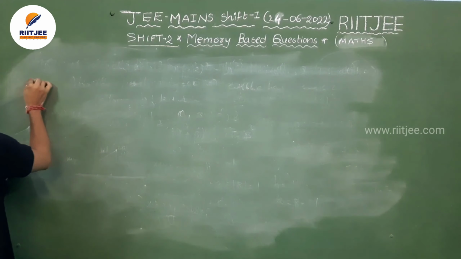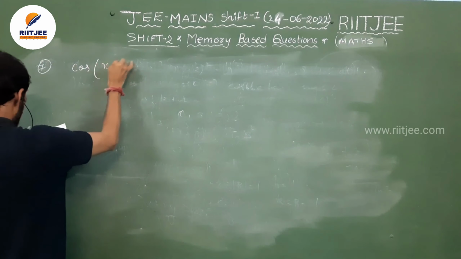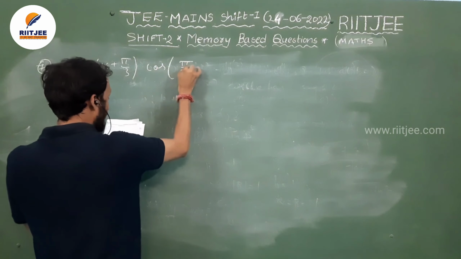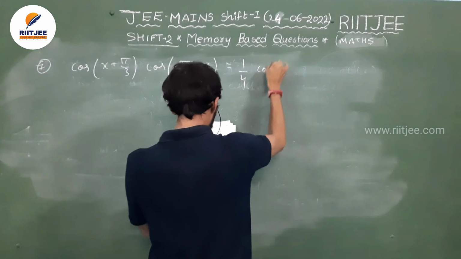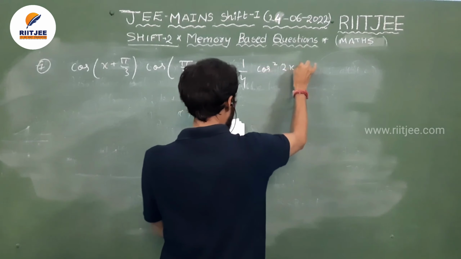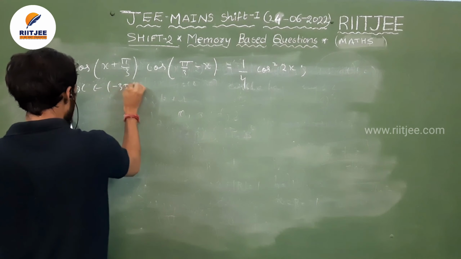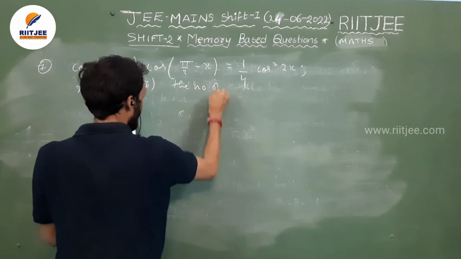सेवन क्वेश्चन की तरफ बढ़ते हैं. Let's move to the seventh question. cos of x plus pi by 3 cos of pi by 3 minus x, this is equal to 1 upon 4 cos square 2x. Then x belongs to, it is given that it is minus 3 pi to 3 pi, and you have to give the number of solutions.